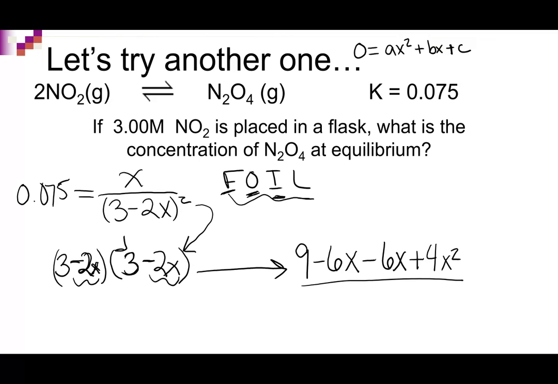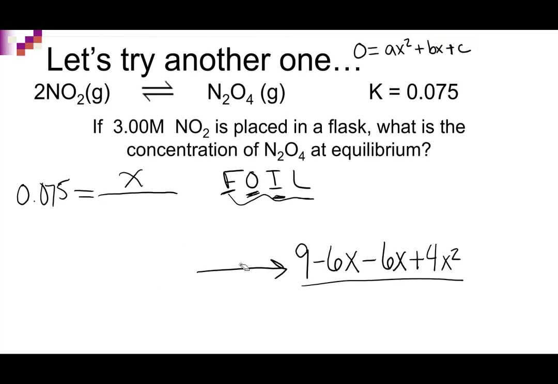All right, so now that we have FOILed, and I'm just running out of room, I'm going to go ahead and erase this, and I'm going to rewrite this right here. So 9 minus 6x minus 6x plus 4x squared.